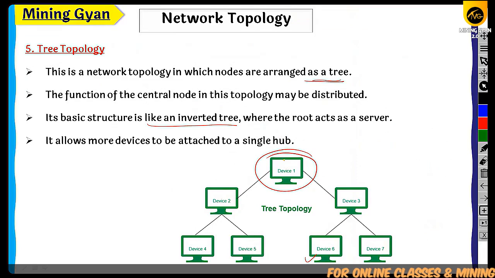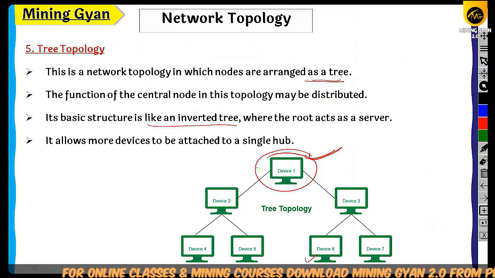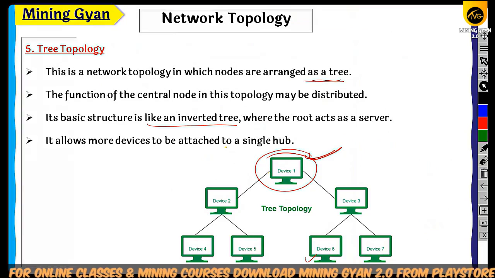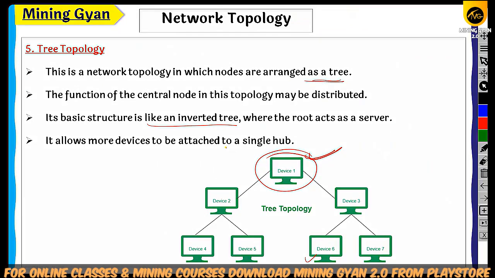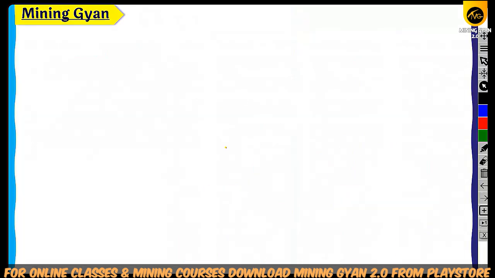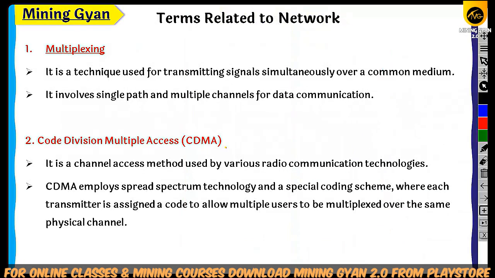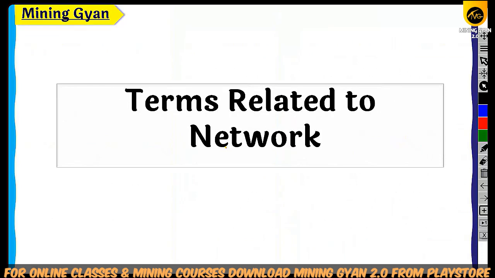So basically this is the inverted tree where the root acts as a server. It allows more devices to be attached to a single hub. Okay, so these are some kinds of network topology which are used in computer networking. One more thing, that is the terms used in the network.